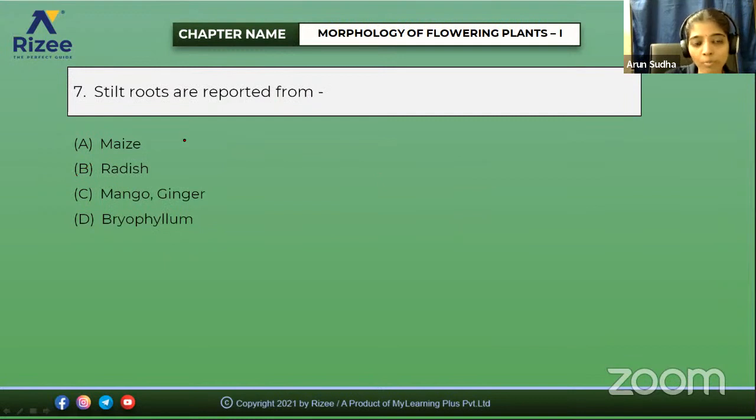Stilt roots are reported from which plant: maize, radish, mango, ginger, or bryophyllum?